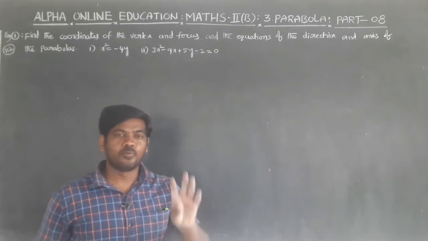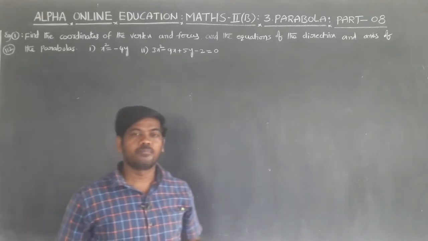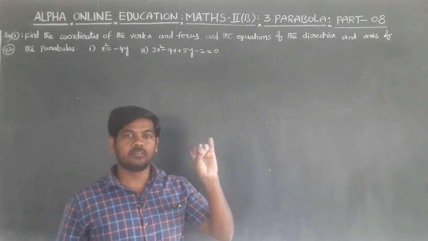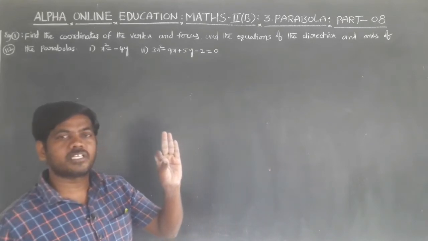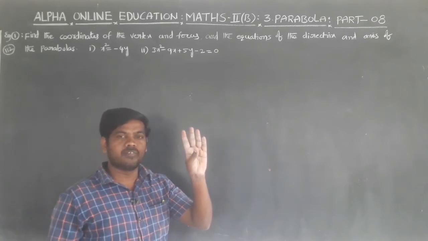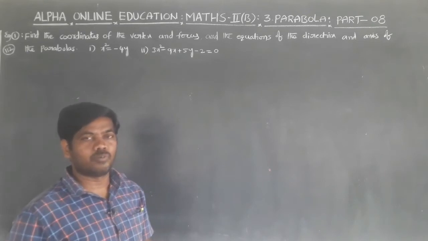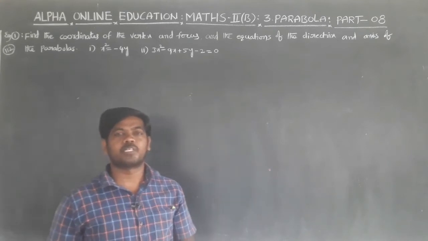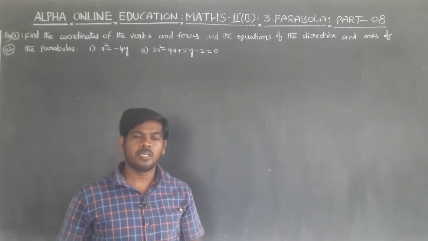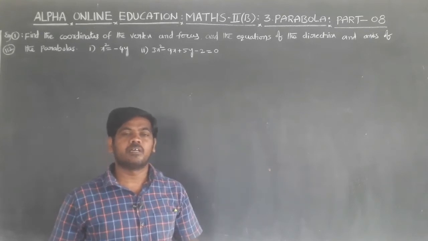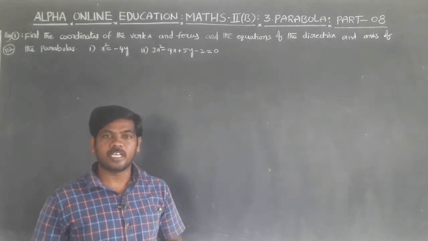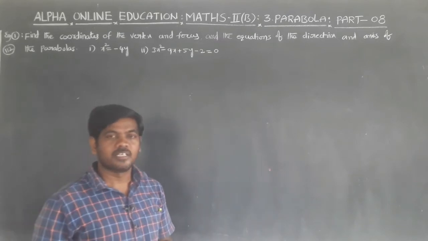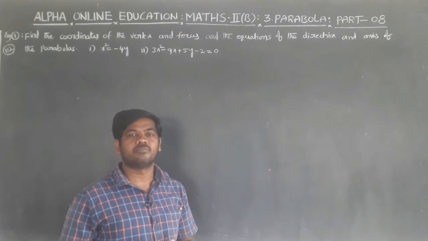Here, totally 4 values to find. Find the 4 values of the given parabolas. First one is vertex, second one is focus, third one is equation of the directrix, fourth one is equation of the axis of the given parabolas. First of all, compare the given parabola with various forms of the parabolas, find the values a, h and k. Again find the focus, vertex, equation of the axis, equation of the directrix.